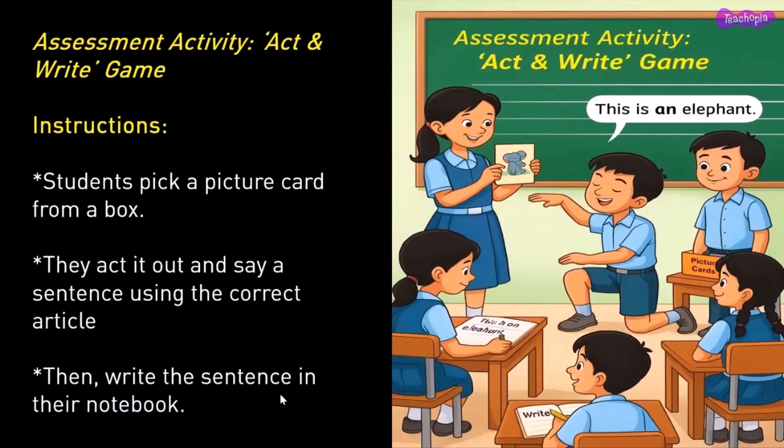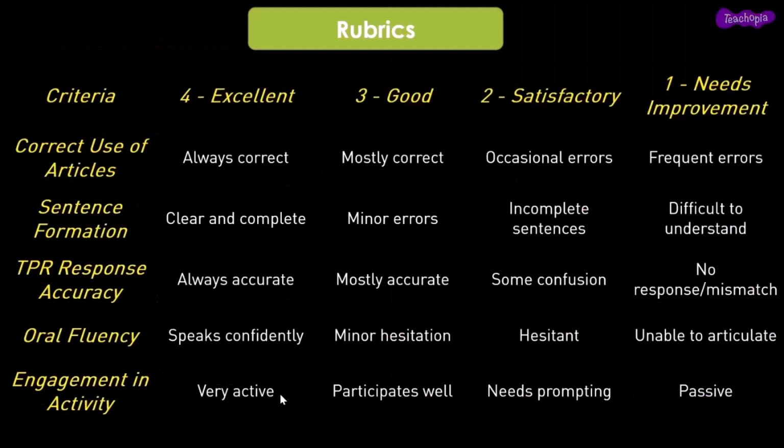We can use an activity such as act and write. Here, the students pick a picture card from a box. They act it out and say a sentence using the correct article. Then they write the sentence in their notebook.